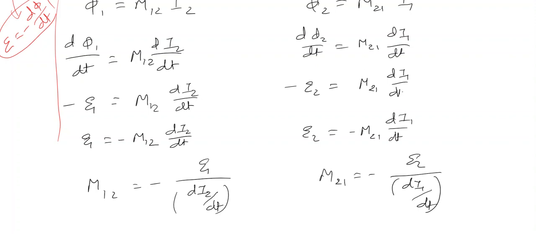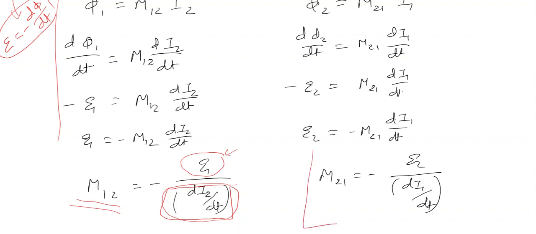So from this we can have one definition of mutual inductance, which says that mutual inductance of coil 1 due to 2 is epsilon 1 per unit di2 by dt. What is epsilon 1? Induced EMF in first coil per unit rate of change in current in second coil. What is di2 by dt? Rate of change in current in coil 2.